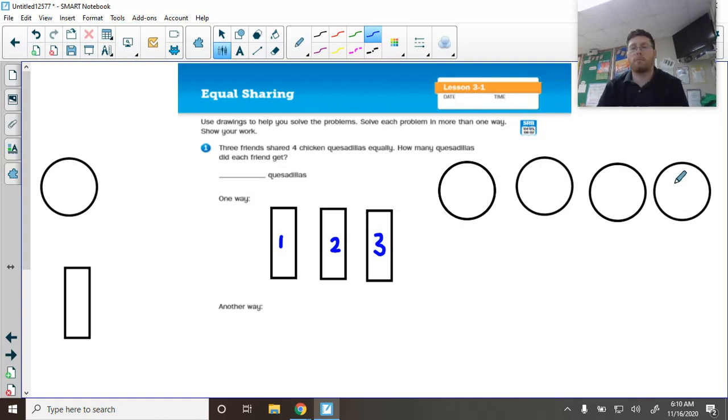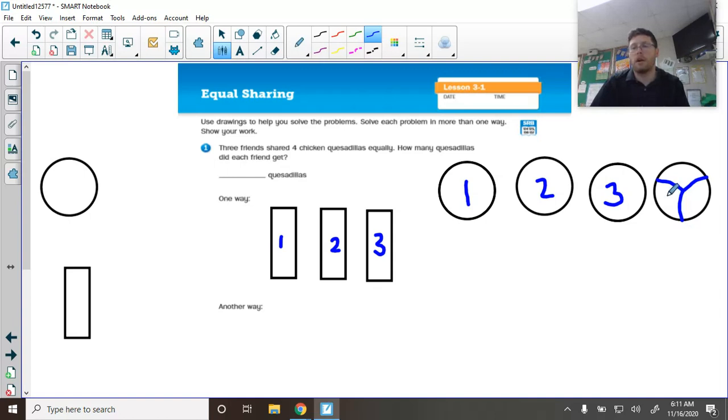All right, so I got my 4 quesadillas here, and I have 3 friends. So the first way I could figure this out is giving each friend a quesadilla. Then the last one, what do you think we need to do? We probably need to break this circle into how many pieces? Probably 3 pieces, right? Now, you might be saying to yourself, Mr. Collins, I am not the best drawer in the world. That's okay, as long as they look somewhat even.